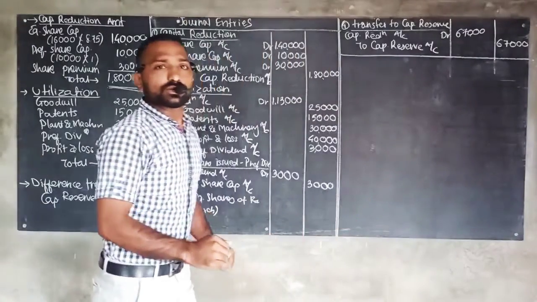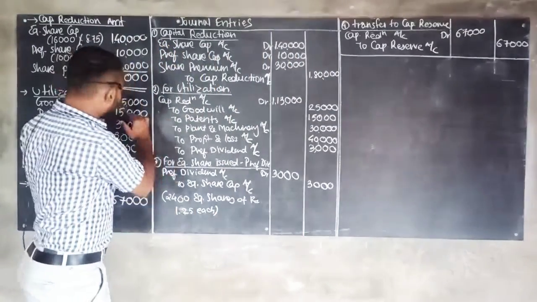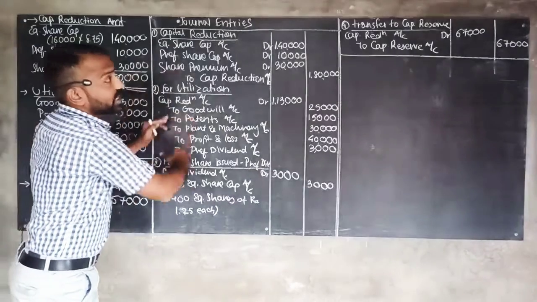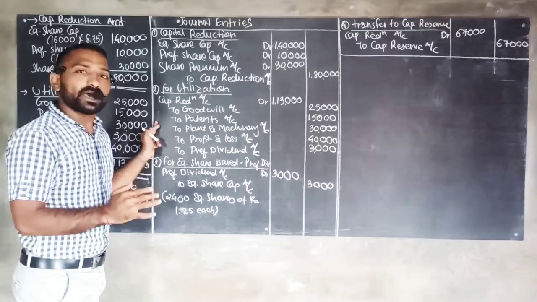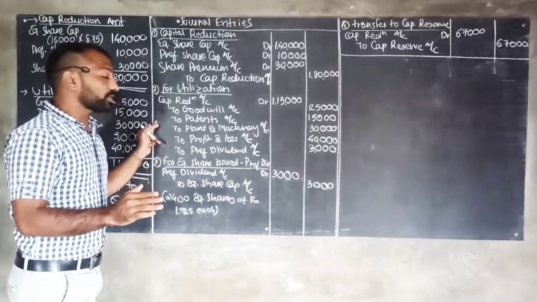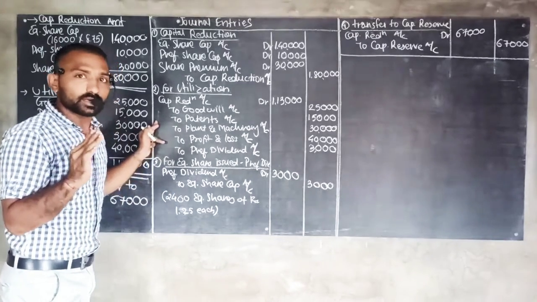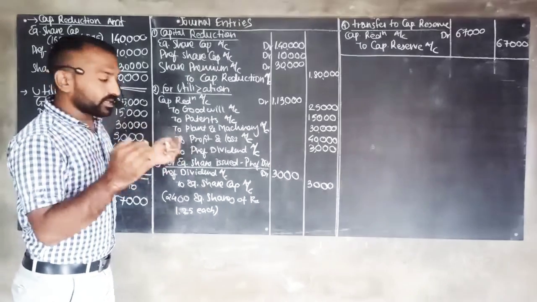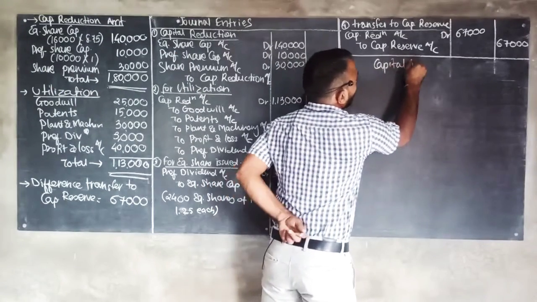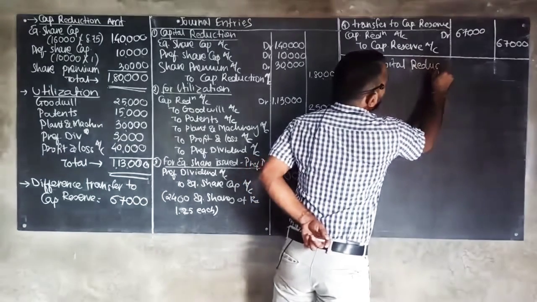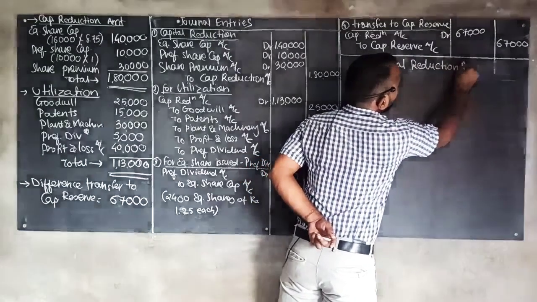Clear, dear student? So step number 1, step number 2, step number 3, and step number 4. Now the next step is to prepare the capital reduction account. Done? So let's prepare the capital reduction account.